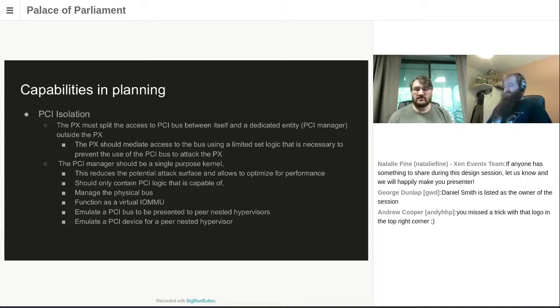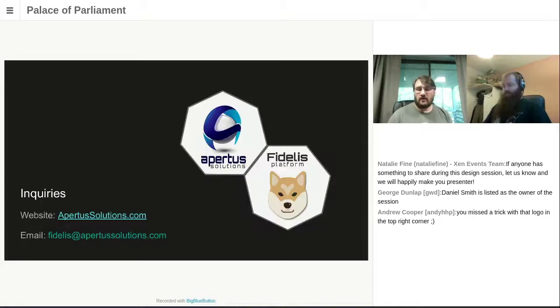The PCI manager itself, we are advocating to be a single purpose built kernel. So a runtime kernel, well, I wouldn't call it a runtime kernel, a microkernel, so that we can reduce the attack surface, and it should only have the logic for managing the PCI devices and the IOMMU, and then emulating those devices and the buses up to any of the nested hypervisors. And that should be it.